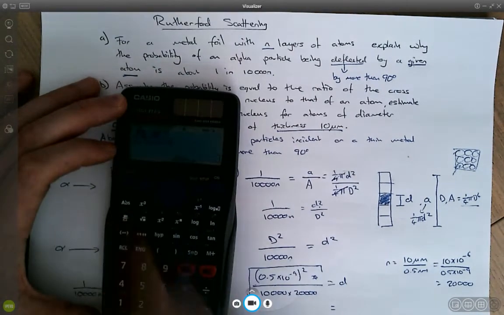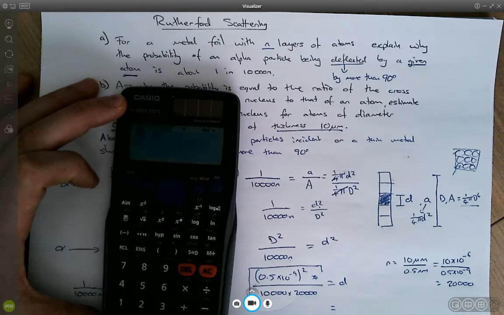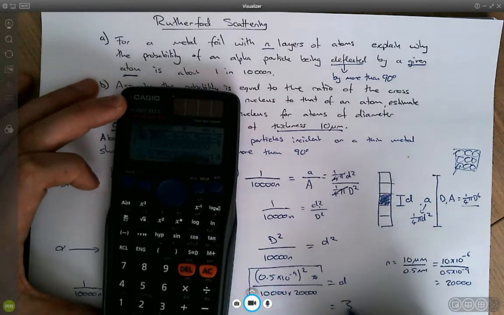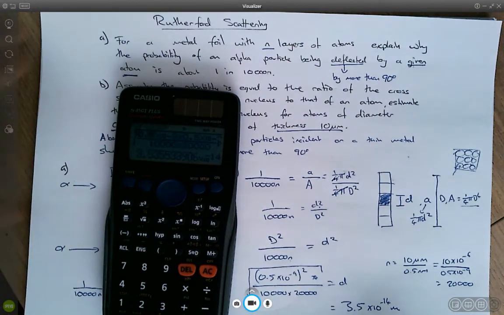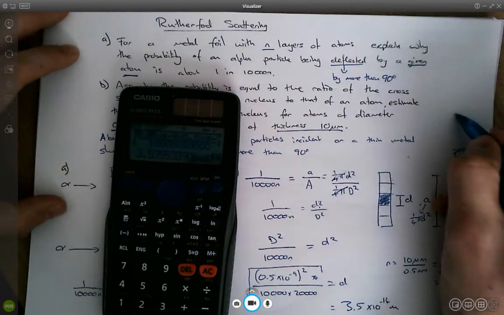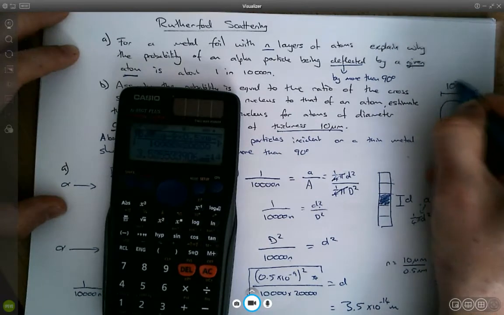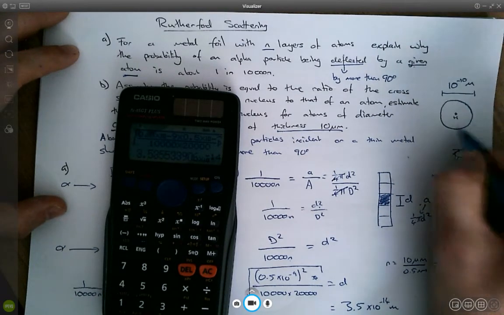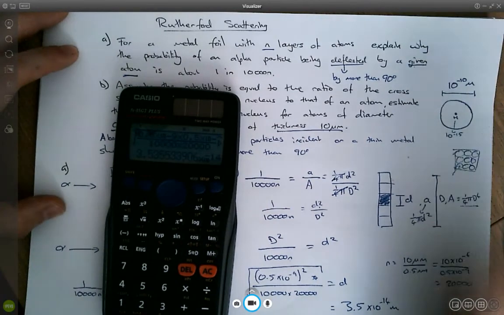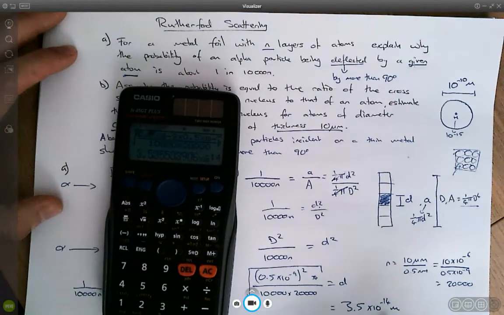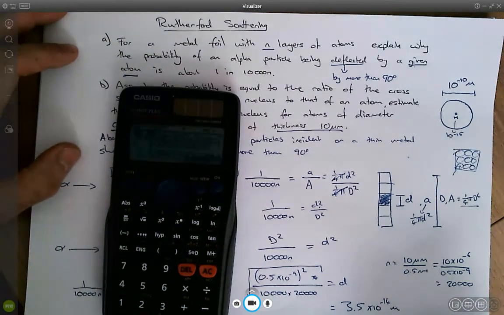So let's plug all that into our calculator. And we see we've got 3.5 times 10 to the minus 14 meters, which is approximately what we would expect. Now, the typical values that we're expected to remember: the typical diameter of an atom is 10 to the minus 10 meters, and the typical diameter of the nucleus is 10 to the minus 15 meters. This is close enough to that to be confident that we are probably correct.